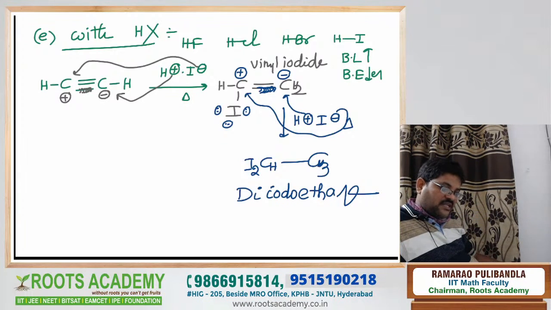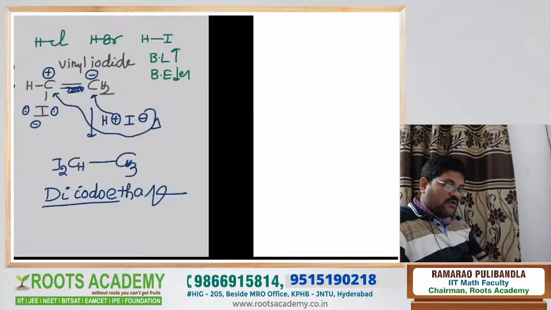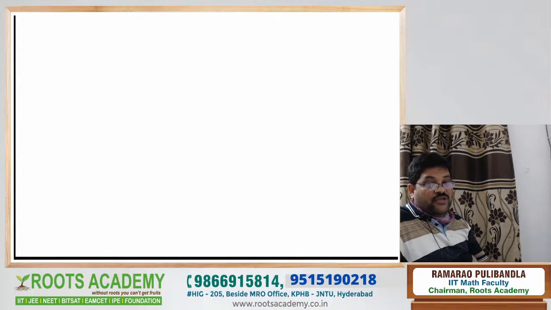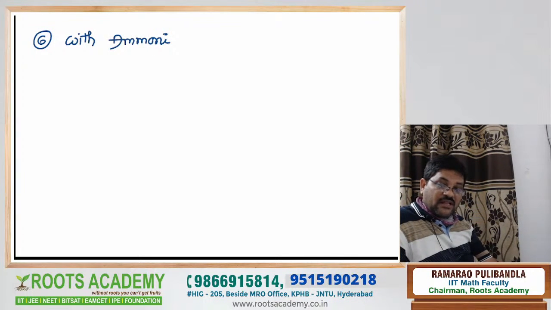Now again I minus attacks the C plus, H plus attacks the I minus, and you get what? Diiodoethane. Now this is over. And take the next one, the sixth reaction with what? Ammonical silver nitrate and ammonical cuprous chloride. That is very, very important, the sixth reaction. First one, with ammonical silver nitrate.